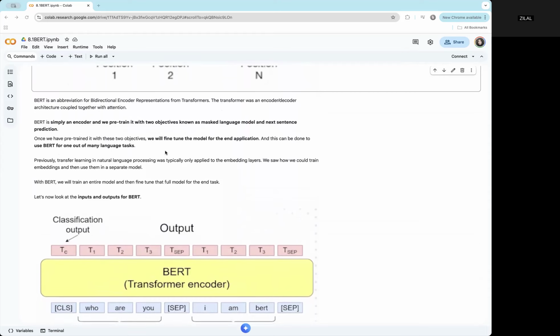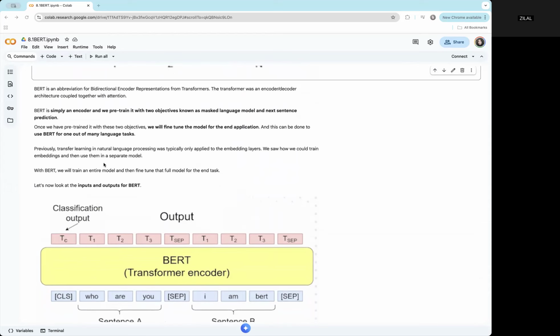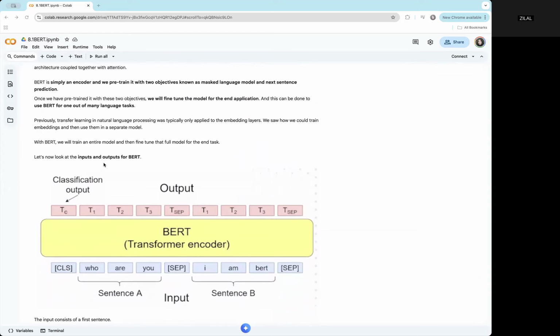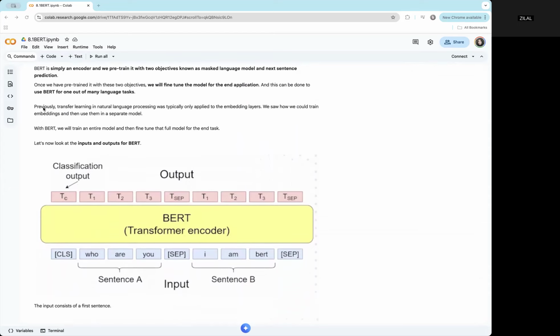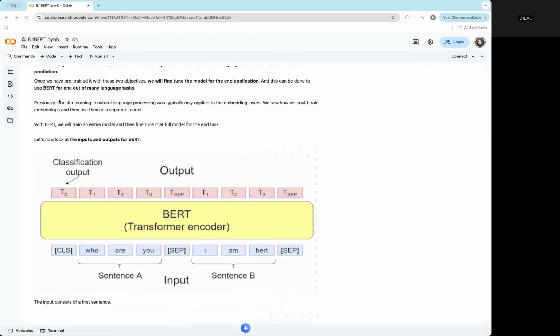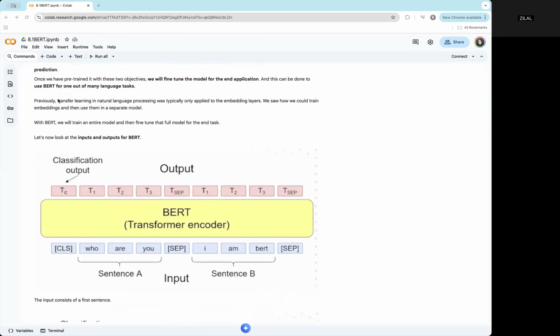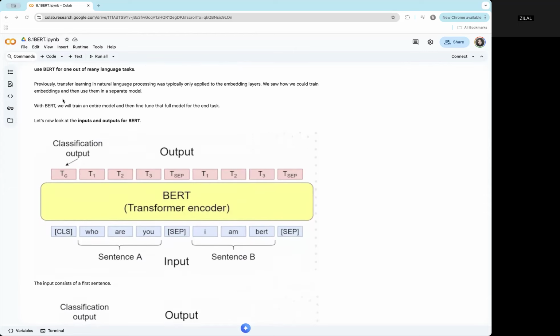BERT is an abbreviation for Bidirectional Encoder Representations from Transformers. The transformer was an encoder-decoder architecture coupled with attention. BERT is simply an encoder, and we pre-train it with two objectives known as masked language model and next sentence prediction. Once we have pre-trained it with these two objectives, we will fine-tune the model for the end application. And this can be done to use BERT for one out of many language tasks.